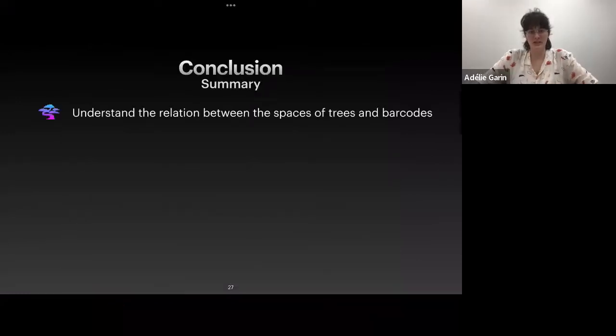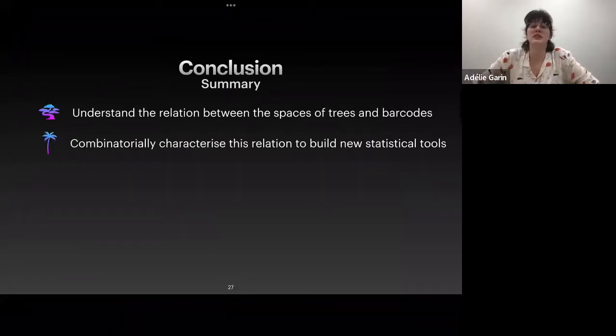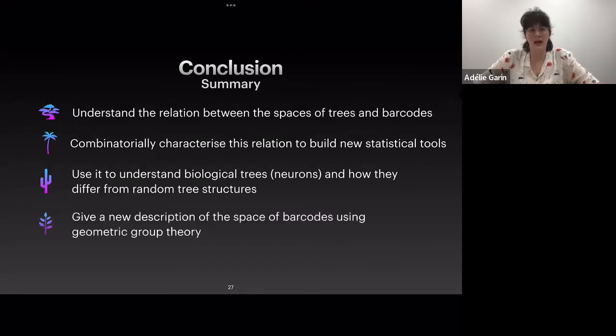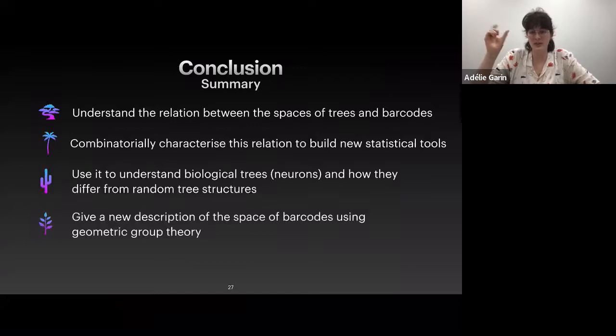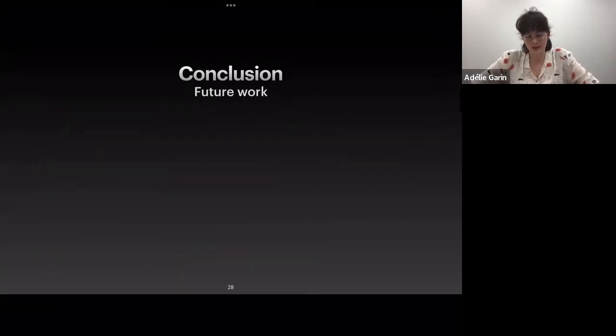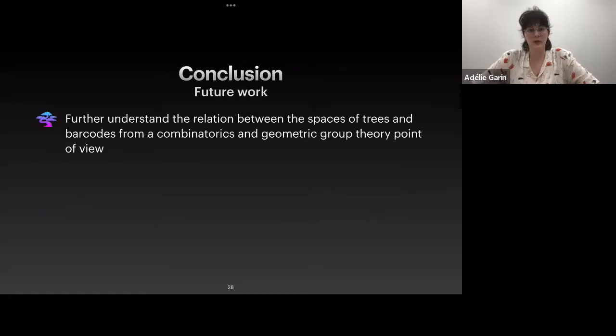So just to summarize a little bit, we're trying to understand the relation between the spaces of trees and barcodes and combinatorially characterize this relation to build new statistical tools such as the TRN. We've used it to understand biological trees, so neurons, and how they differ from random tree structures. And this relation with the symmetric group also allowed us to give a new description of the space of barcodes using geometric group theory. And the last thing I showed you is how to use lattices to describe this inverse problem. And just to give a very little bit of future work.